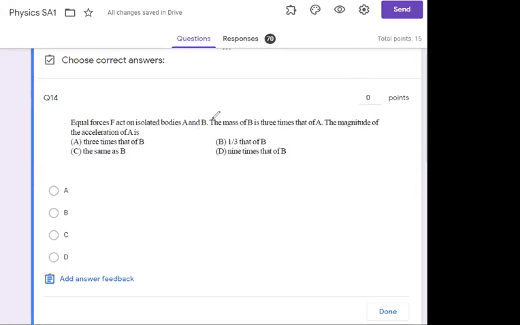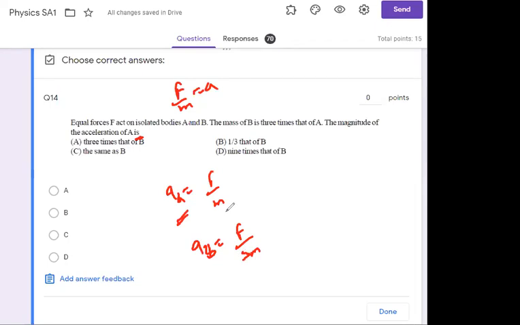So equal forces act on bodies A and B, the mass of B is... it is very easy, right? The answer is A. Yes or no? Magnitude of acceleration of A. So F by M is equal to a. A1 is equal to F by M. A2 is equal to F by 3M. Right? And aA and aB, right? Clear?